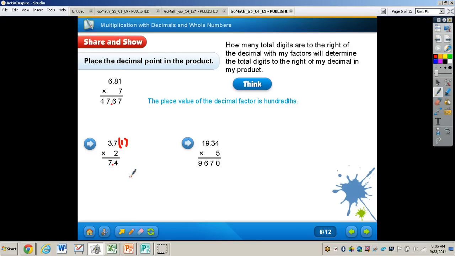Now I want you to work through this problem, place the decimal where it needs to go. When you're finished, you can press play and I will have the answer for you. So pause the video now.